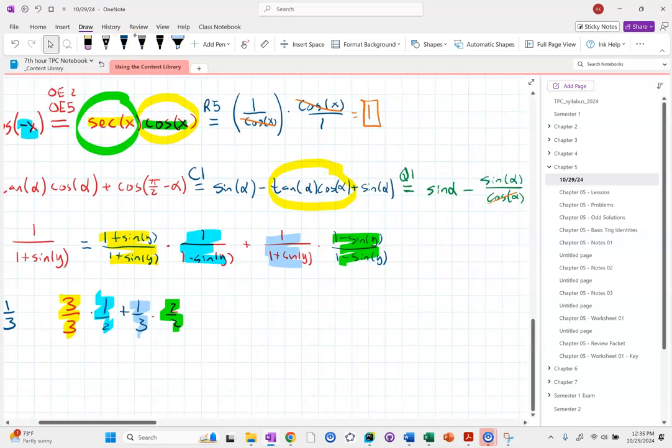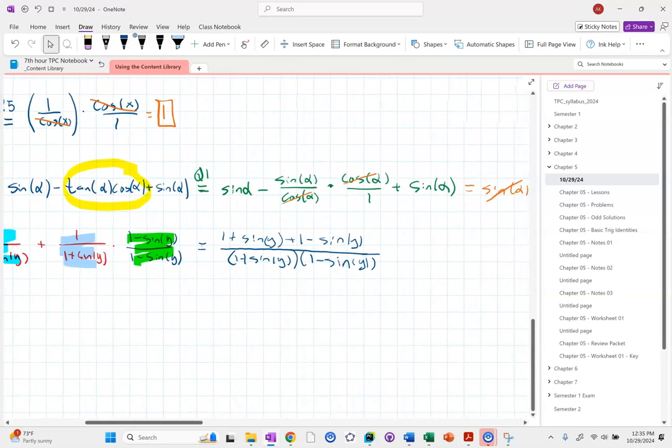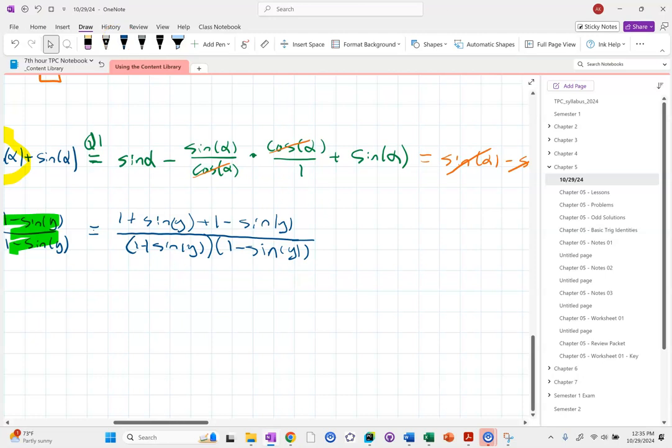Okay. All right. So if we go ahead and write this now as a single fraction, I'm going to have 1 plus sine y plus 1 minus sine y over 1 plus sine y times 1 minus sine y. Oh, he's gone. Tomasino, you're up.